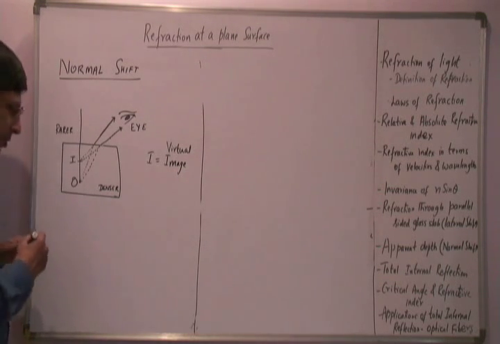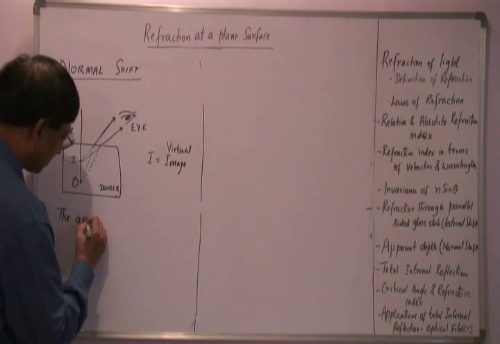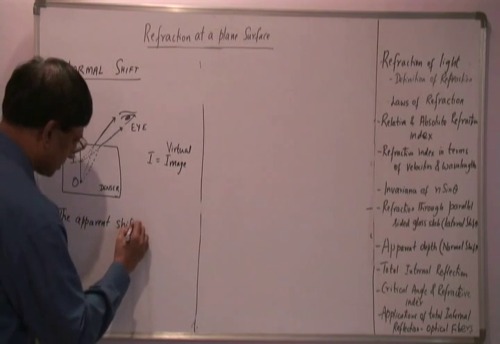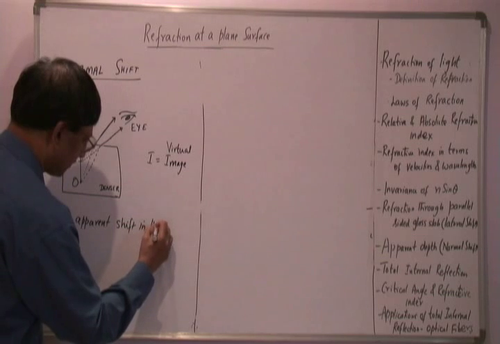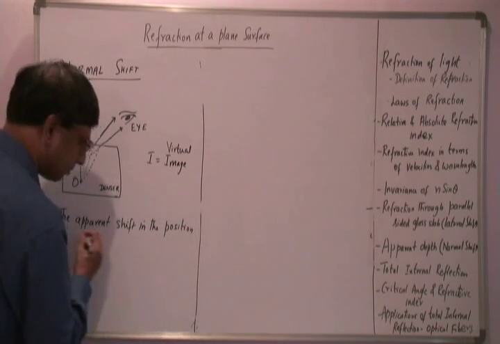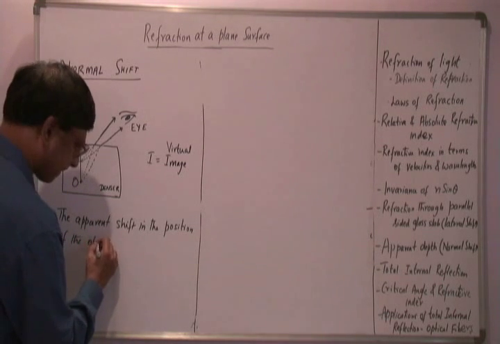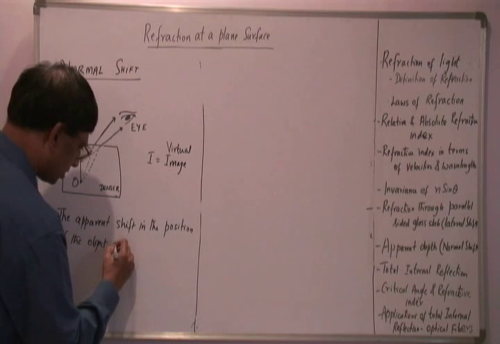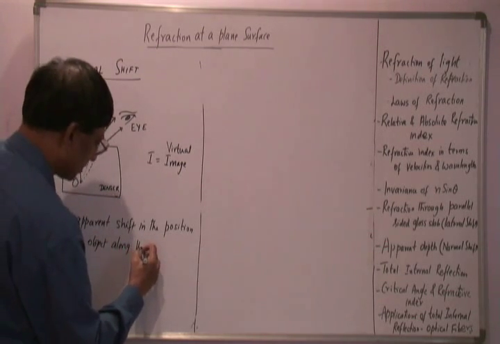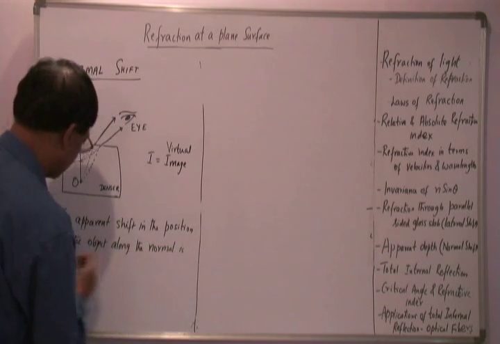So the apparent shift in the position, let me write it down there. The apparent shift in the position of the object along the normal, this is the normal, along the normal is called normal shift.